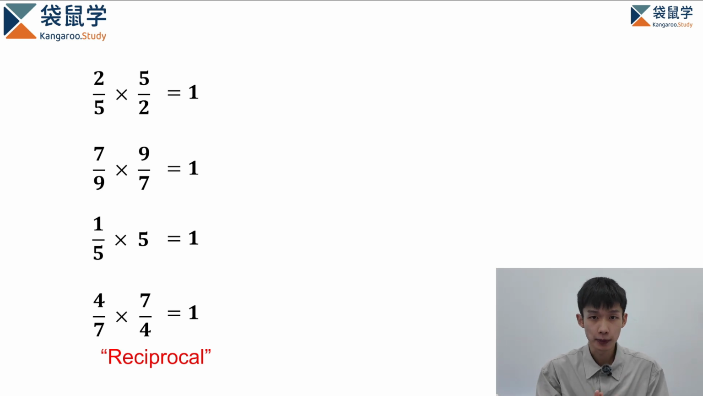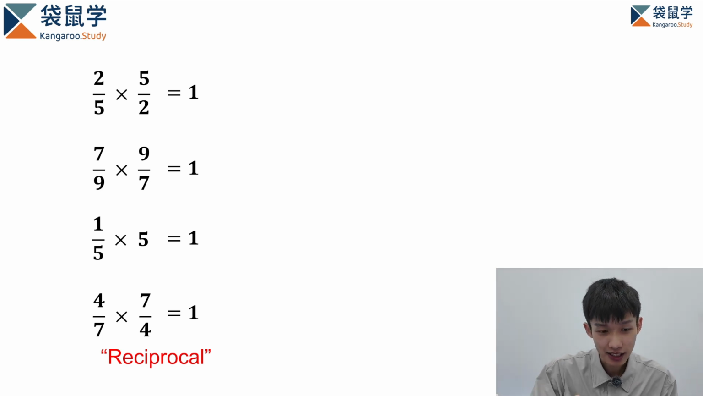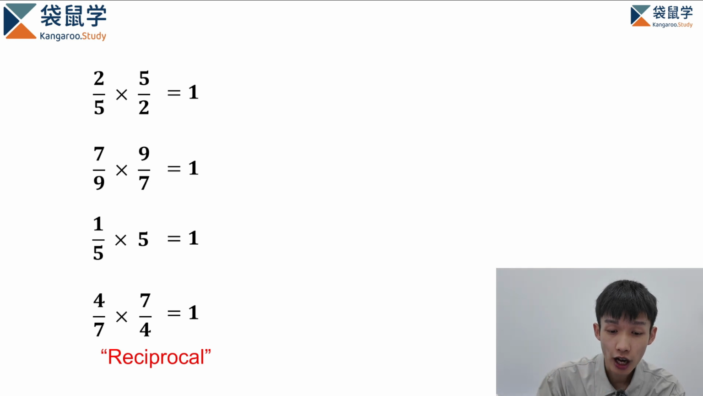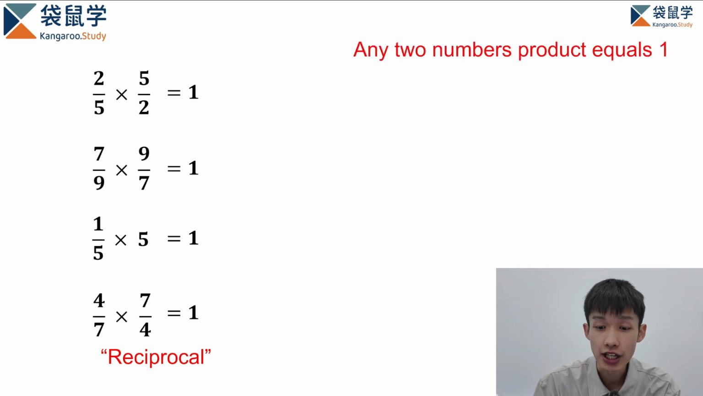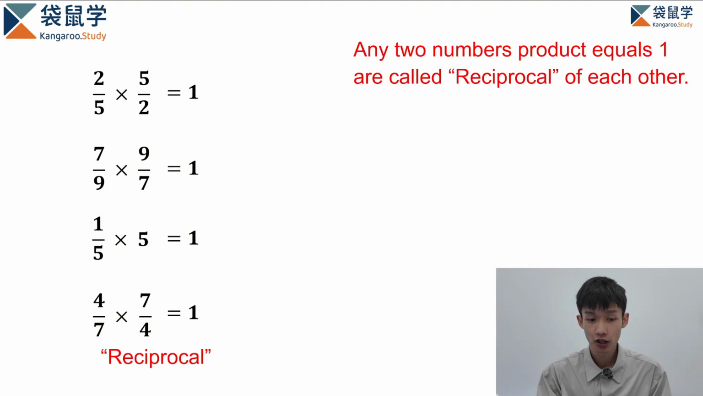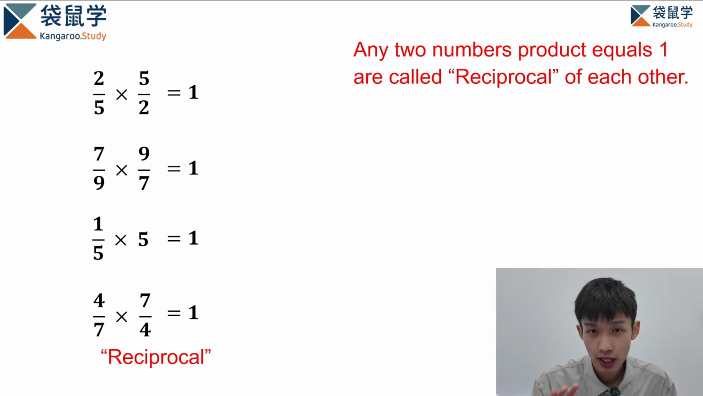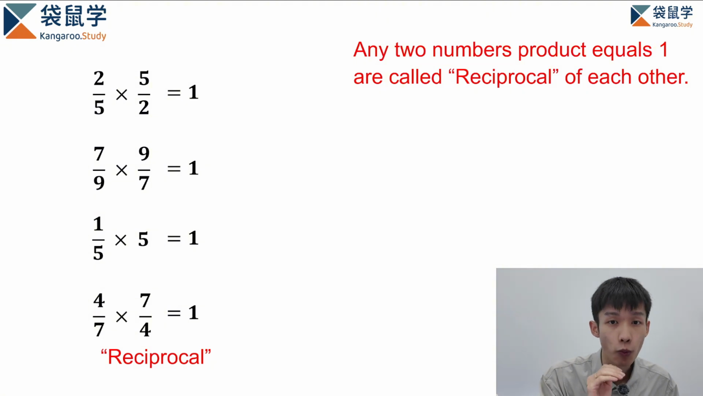But the definition of reciprocals actually means, you can see over here, every two numbers like this multiplied together have the product of 1. So every two numbers with a product equal to 1 are called reciprocals of each other. For example, 4 over 7 is the reciprocal of 7 over 4 because they have the product of 1. And 7 over 4 is also the reciprocal of 4 over 7. And from the previous example, 1 over 5 is the reciprocal of 5, and 5 is also the reciprocal of 1 over 5.